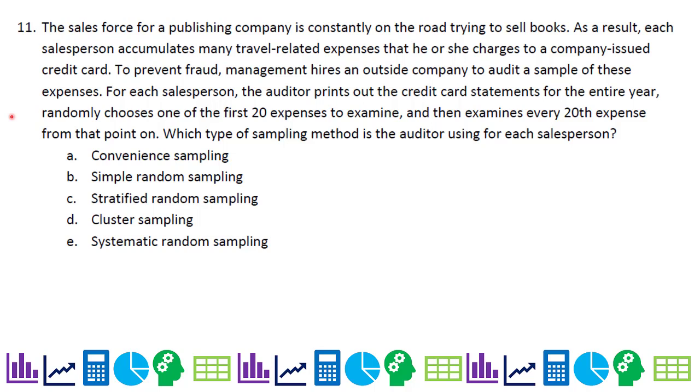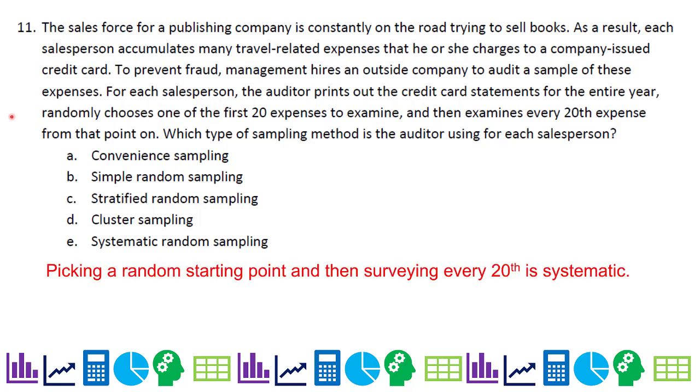Then he randomly chooses one of the first 20 expenses to examine and then examines every 20th expense from that point on. Which type of sampling method is the auditor using for each person? So most of you probably are never going to watch this video because you're like, oh, this is easy. When you pick a random starting point and then go every 20th or nth, that is systematic random sampling. So one of the easiest methods to keep straight.